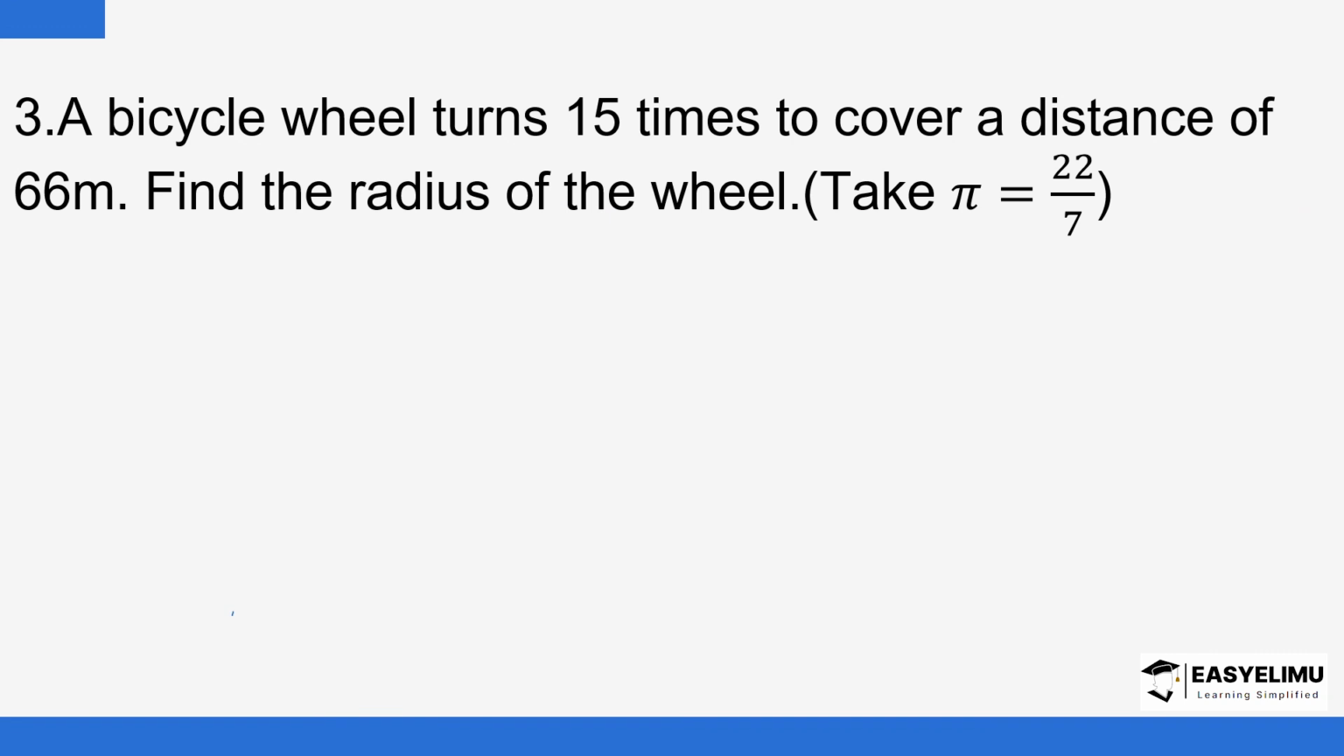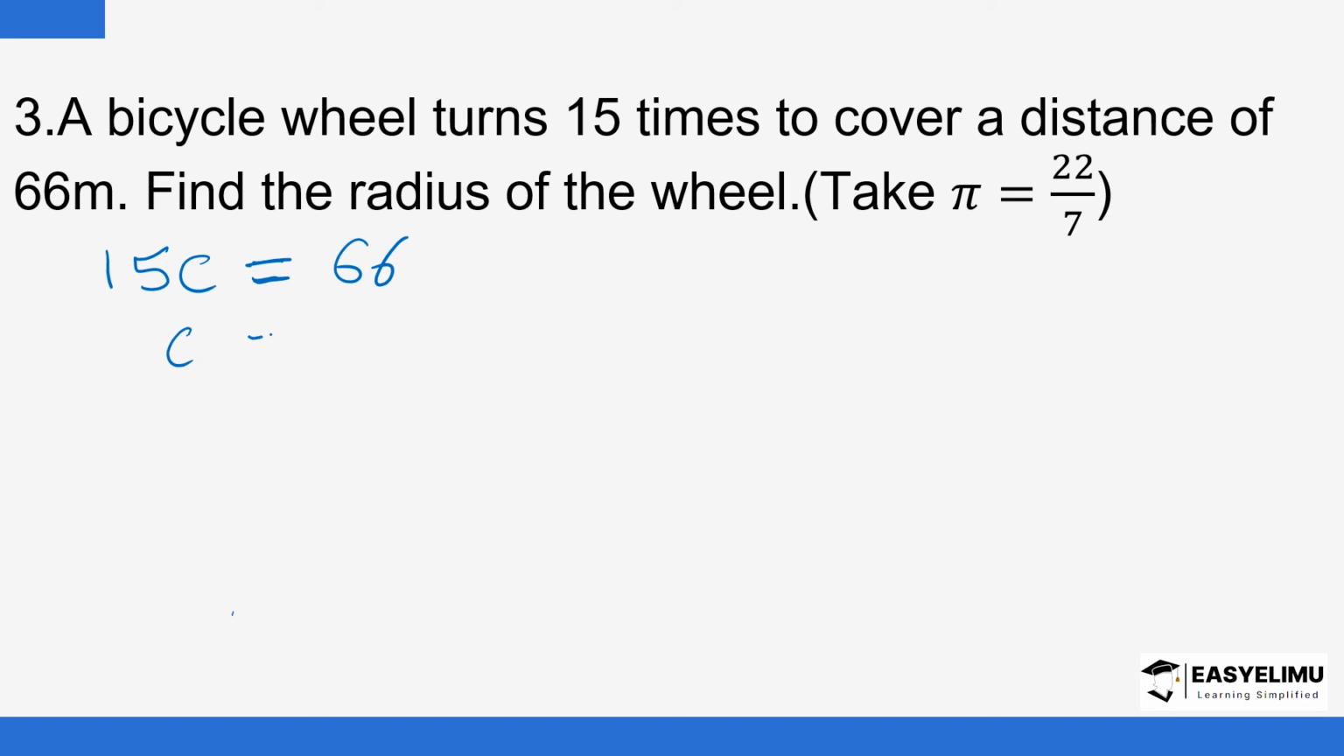So we have another example here. A bicycle wheel turns 15 times to cover a distance of 66. So here we have 15 times the circumference. So we have 15c. Circumference is like 1 turn. 1 turn is the circumference, you see. So 15 times the circumference will be the distance covered, which is then 66.